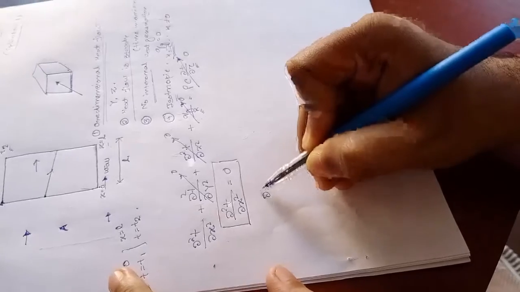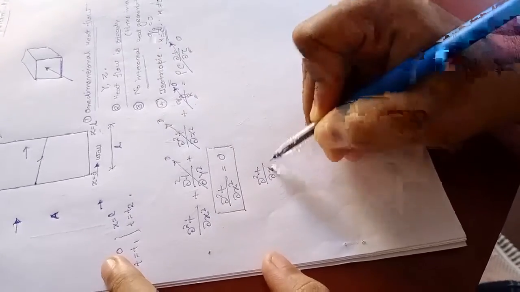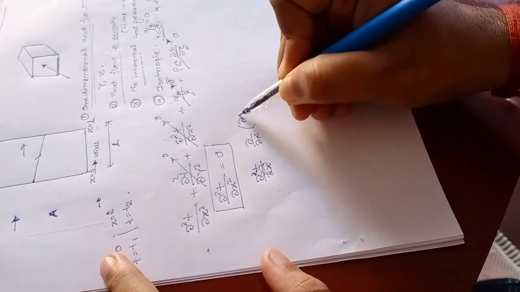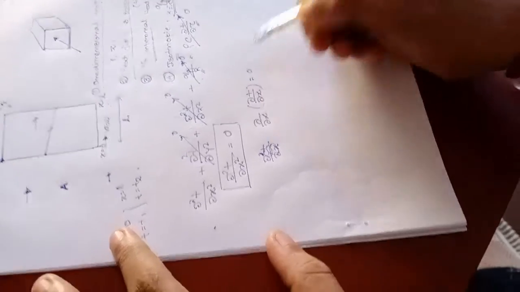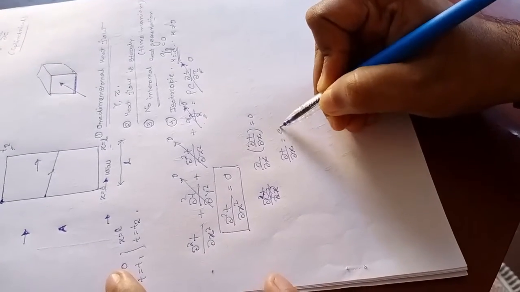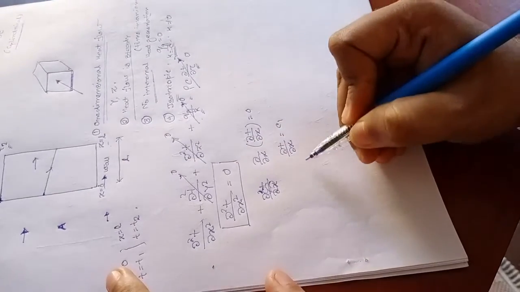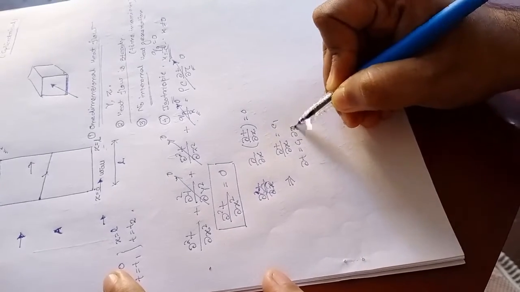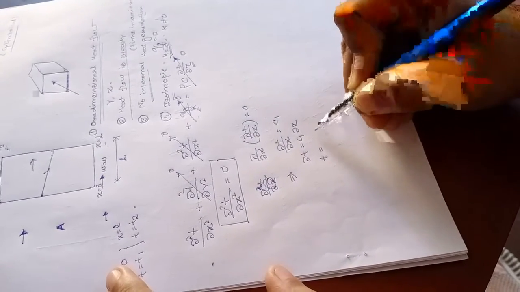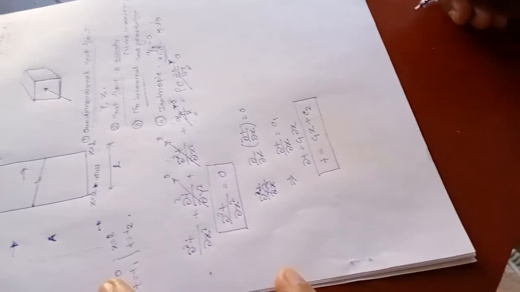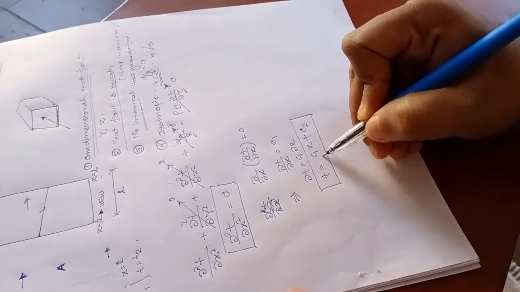So let us make the integration. After the first integration we will get d/dx of dT/dx is equal to 0. After integrating this we will get dT/dx is equal to C1. Now again if we do the integration, dT is equal to C1 dx, so T is equal to C1x plus C2. So the temperature profile is coming like this: T is equal to C1x plus C2.